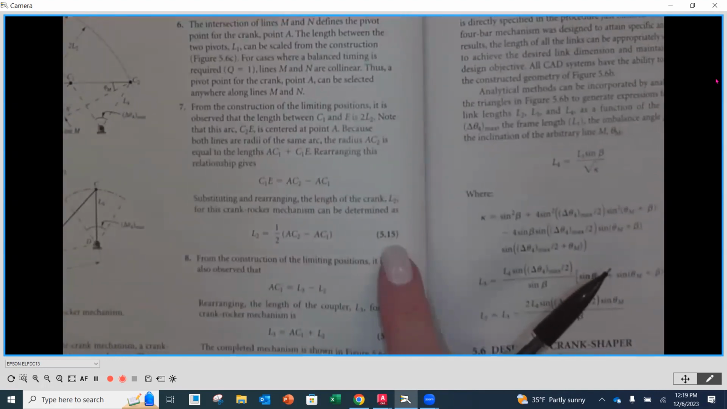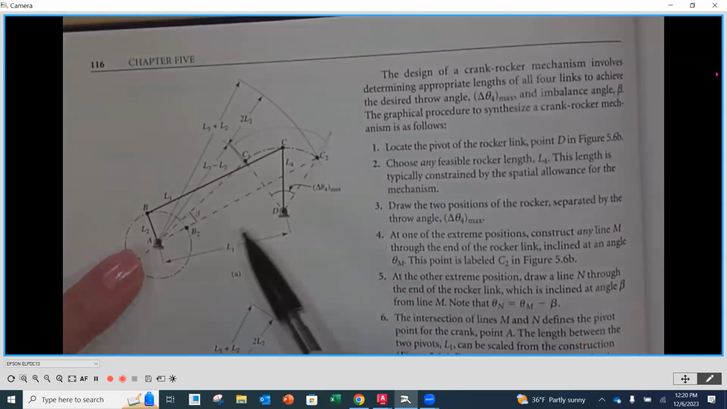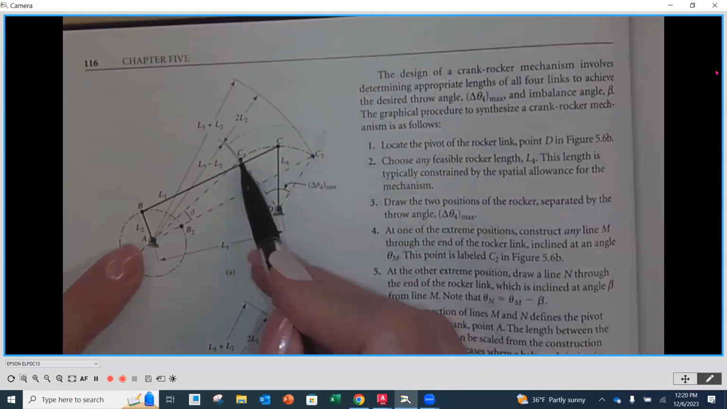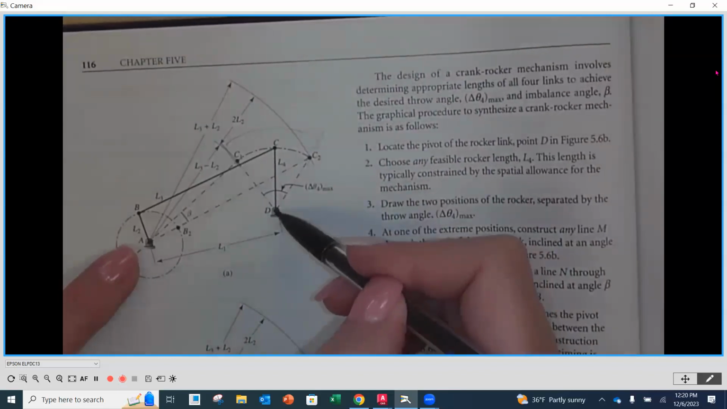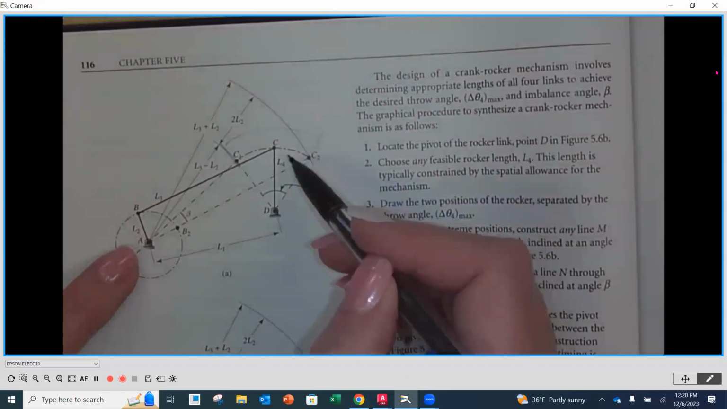Now, equation-wise to find different lengths, okay? So, for instance, down here, equation 5.15, it says L2 is going to be equal to 1/2 AC2 minus AC1. Now, let's find where A and C1 and C2 are. As we look here, A is the center of rotation of our crank. C2 and C1 are at the extreme positions of that throw angle on the end of our link number 4. So here's where link number 4 is, and here's C2, and here's C1.